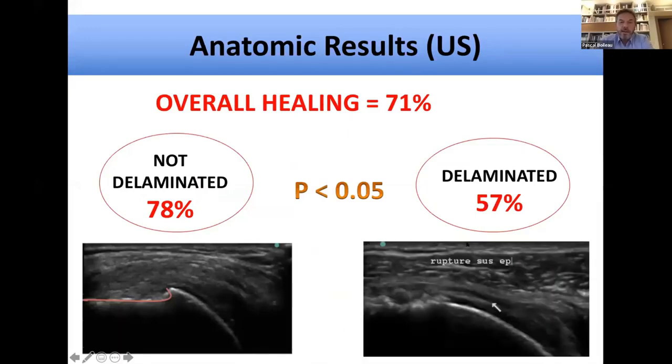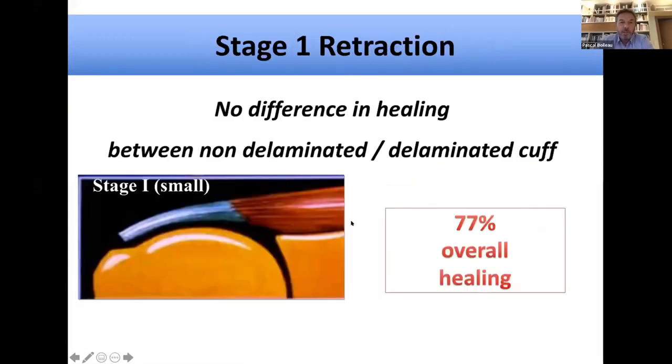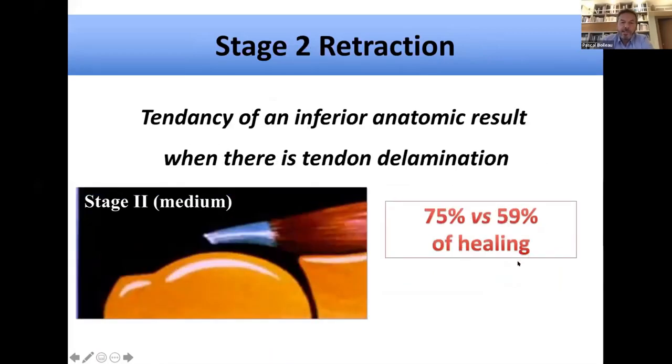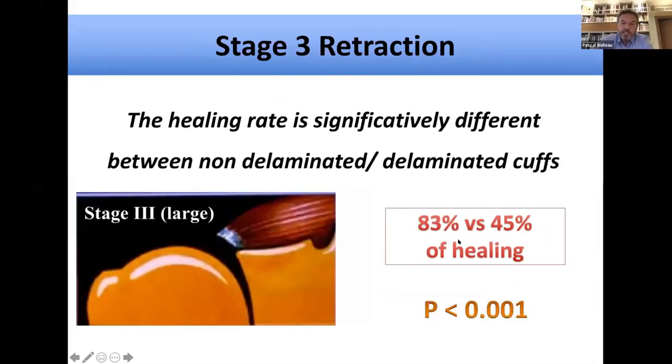We found that in the small tear, there was no difference in tendon healing between delaminated and non-delaminated tears. In the medium tears, there was a slight difference, but this was not statistically significant. And in the large tear, it was really statistically different. As you can see, 83% of healing versus 48% of healing when the cuff was delaminated.